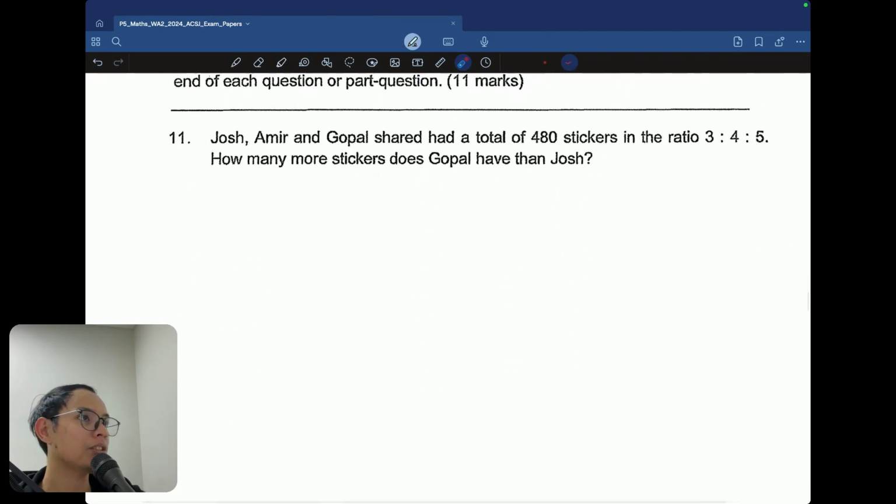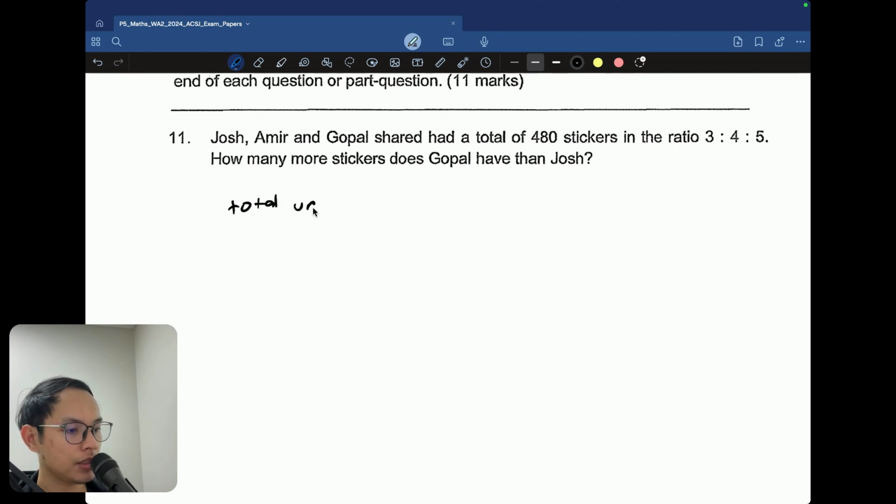Let's move on to question 11. Question 11 says Josh, Amir, and Gopal shared a total of 480 stickers in the ratio of 3 to 4 to 5. How many more stickers does Gopal have than Josh? Basically, we need to get the total number of units. So total units equals 3 plus 4 plus 5, which is equal to 12.